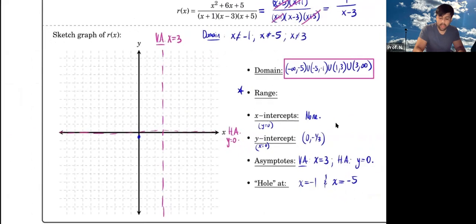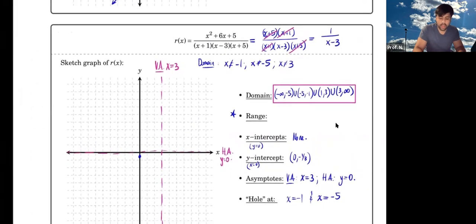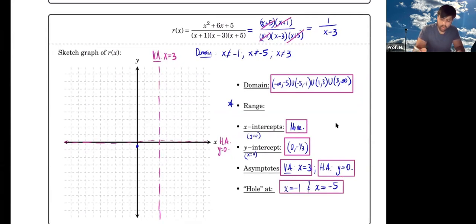Okay. And now this is when things are a little bit strange. So we are able to figure out no x-intercepts, the y-intercept, the vertical asymptote, the horizontal asymptote, the holes. So we have more than one hole.